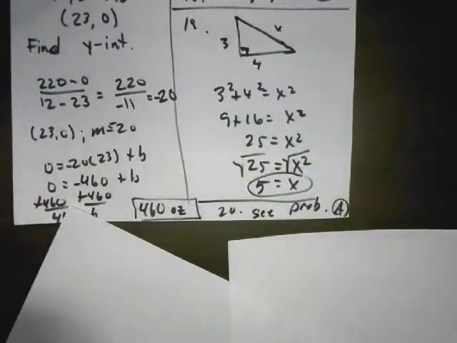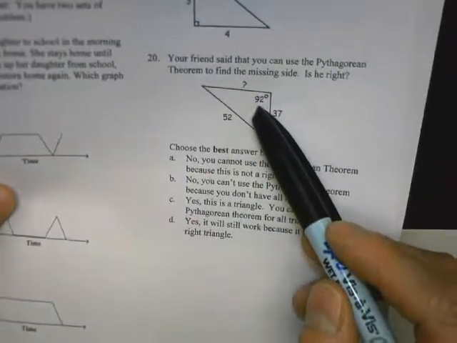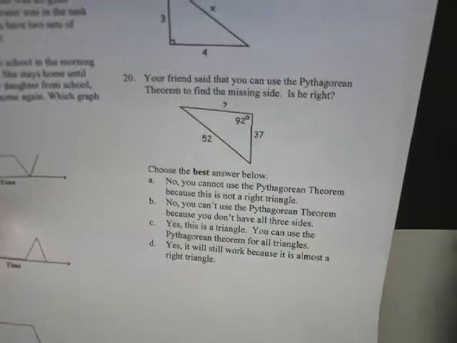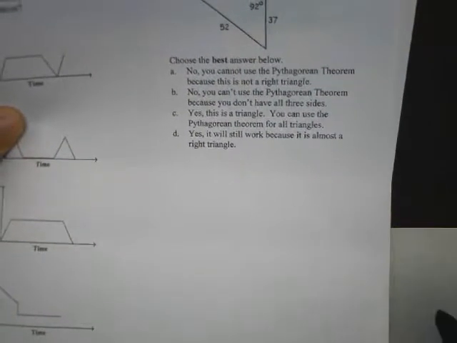And last problem, number 20, if I look at this, this triangle is not a right triangle. It doesn't have 90 degrees, so you can't use the Pythagorean Theorem. And B doesn't work because you don't need all three sides. We just proved that with problem 19. And C and D says, yes, you can, which are wrong.